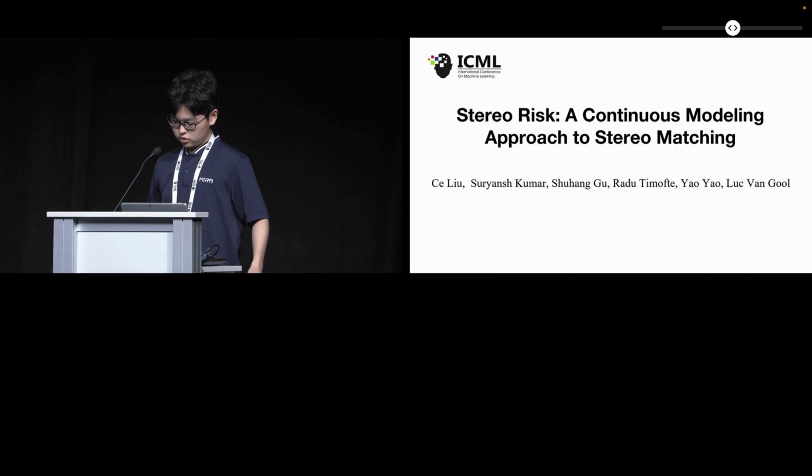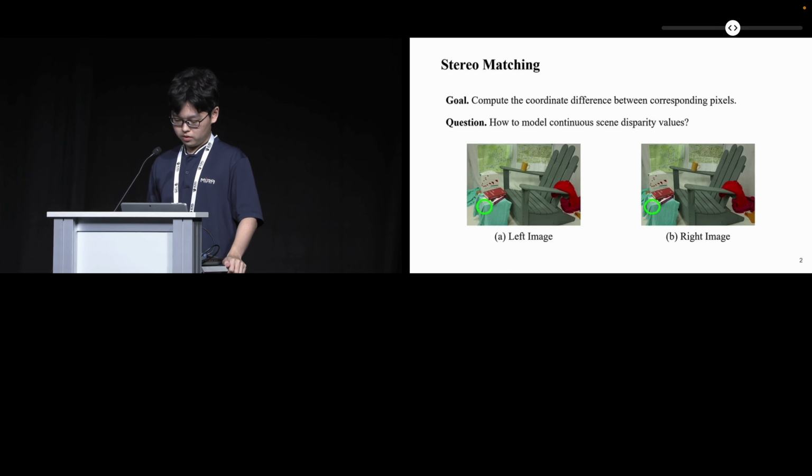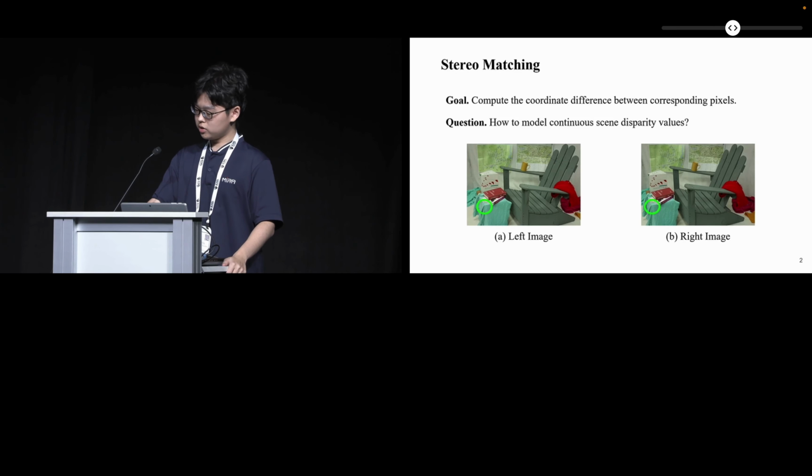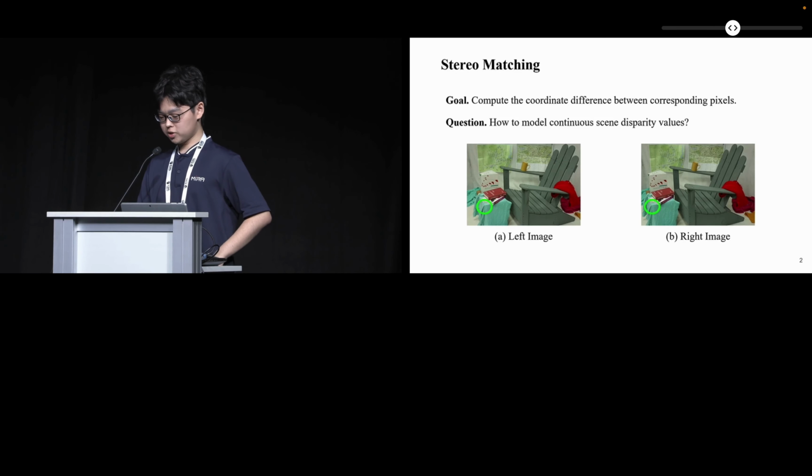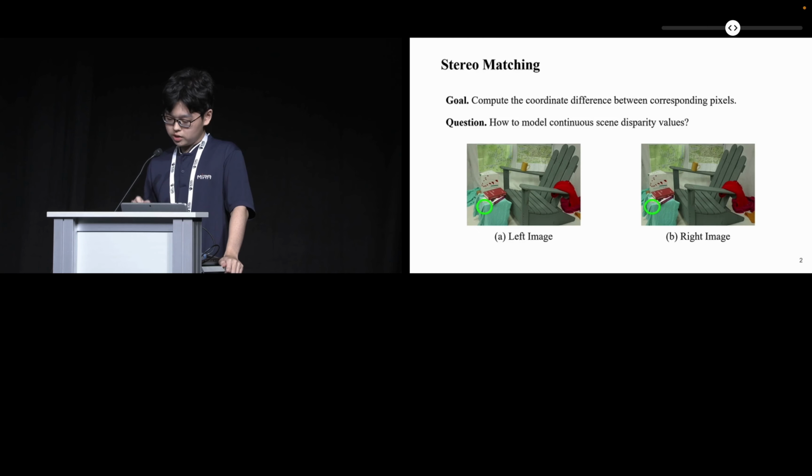Stereo Risk is a continuous modeling approach to stereo matching. Stereo matching is an important task in computer vision for depth perception. Given a pair of rectified images, the goal is, for each pixel in the left image, to find the corresponding pixel in the right image, and then compute the difference of the horizontal coordinates, which is called disparity. The green circles in figures A and B illustrate a pair of matched pixels. However, since we have only a finite set of pixels, how could we compute the continuous scene disparity values?